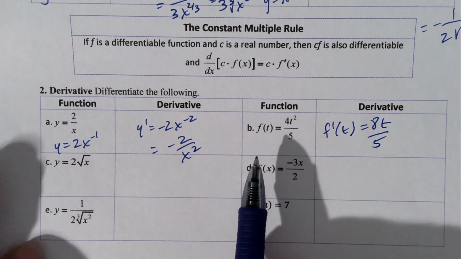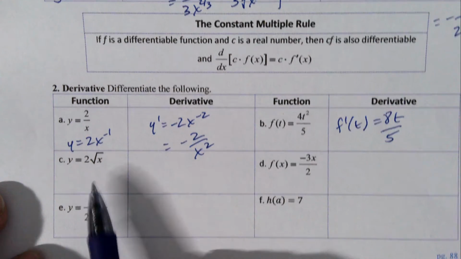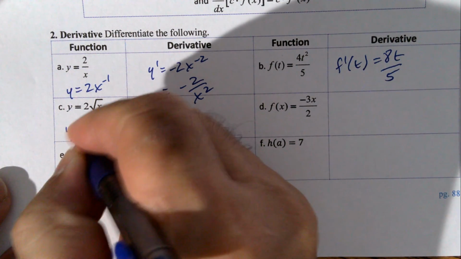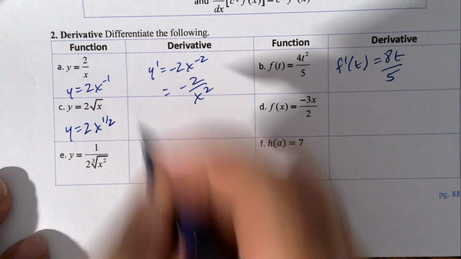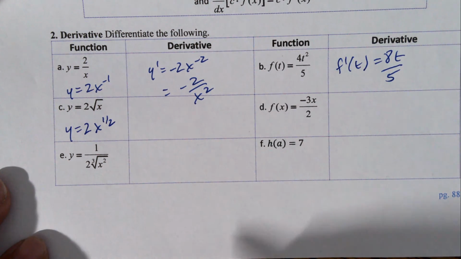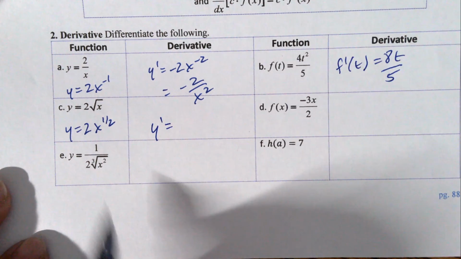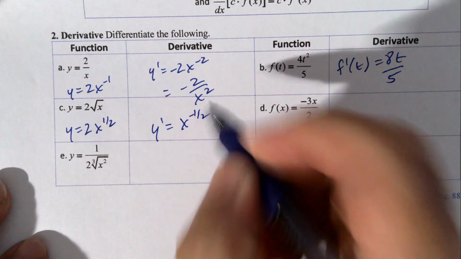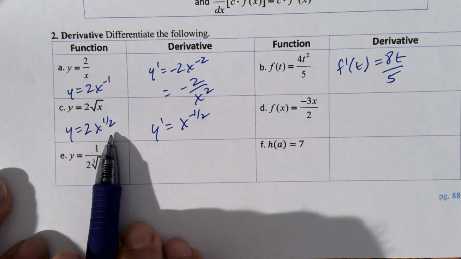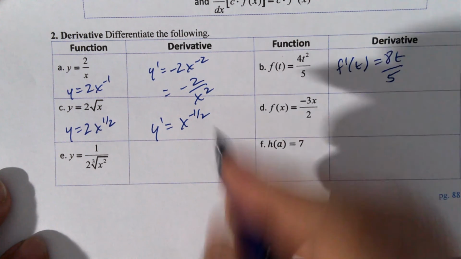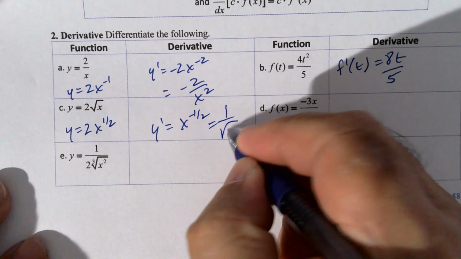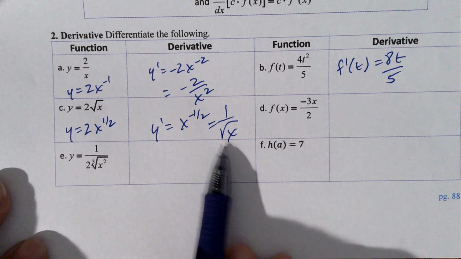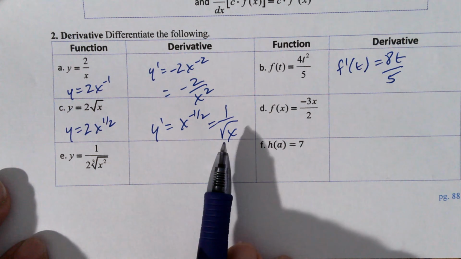Okay. Example C, y equals 2 root x. Again, rewrite that with rational exponents. So the exponent is 1/2. So y prime equals 2 times 1/2, which is 1, and x to the negative 1/2, because I'm subtracting 1 from the exponent. 1/2 minus 1 is negative 1/2. And that becomes 1 over the square root of x. I put it in the denominator as x to the 1/2, and x to the 1/2 is the same as the square root of x.